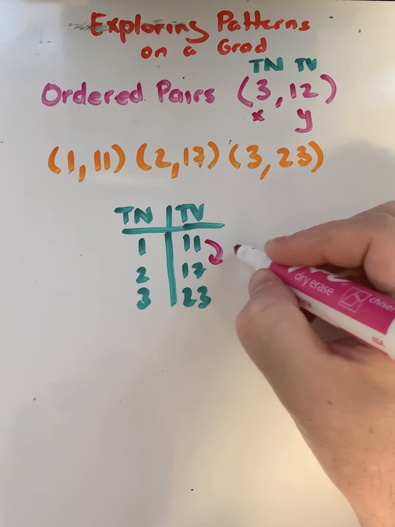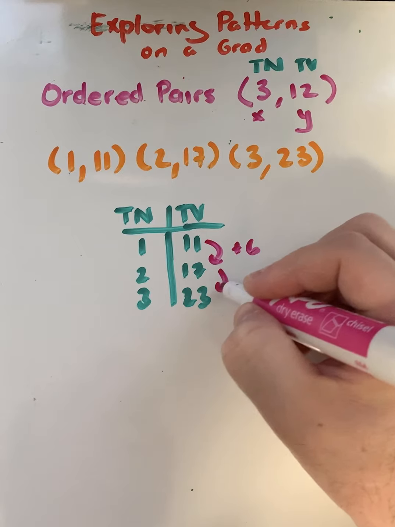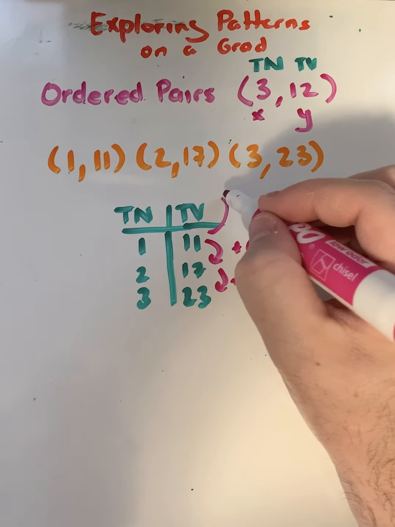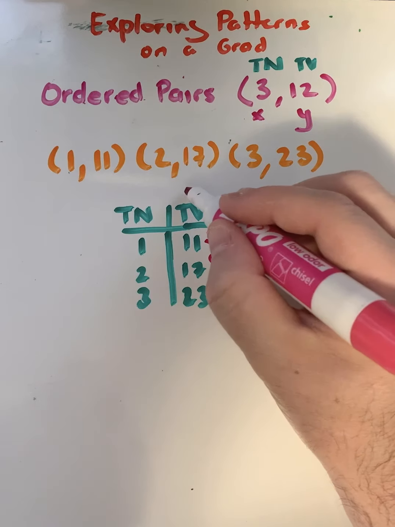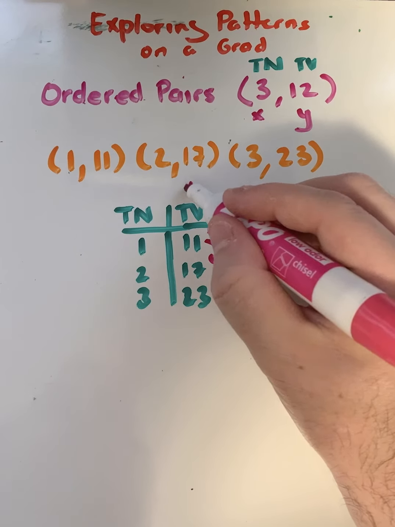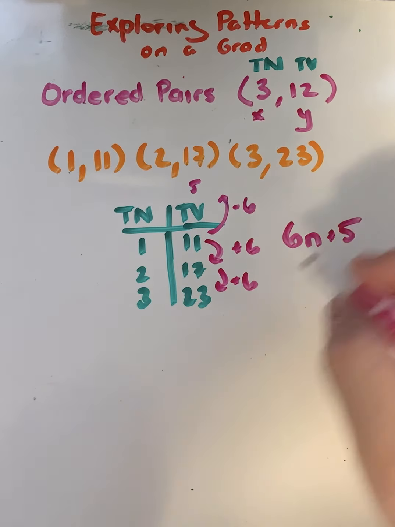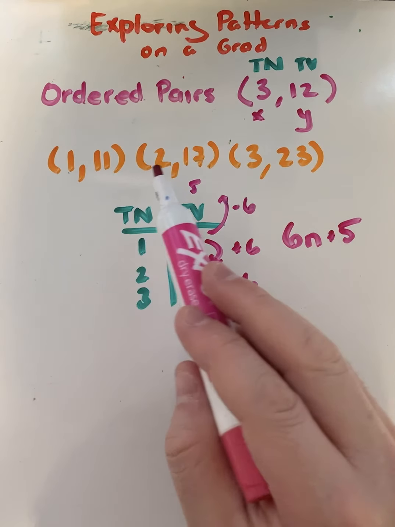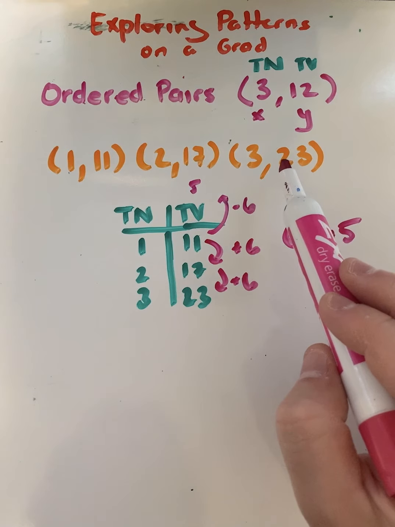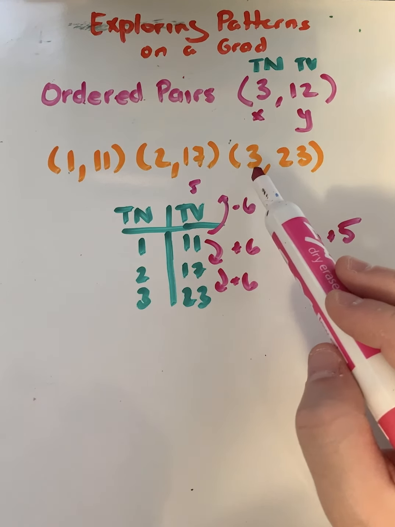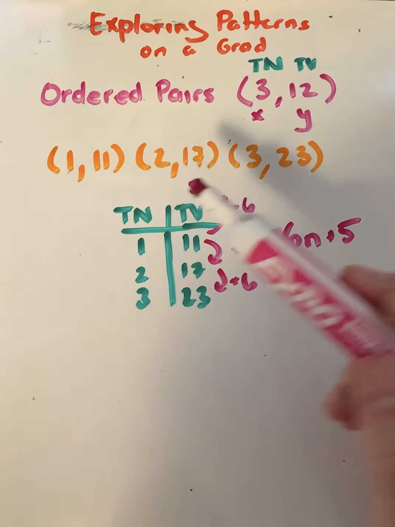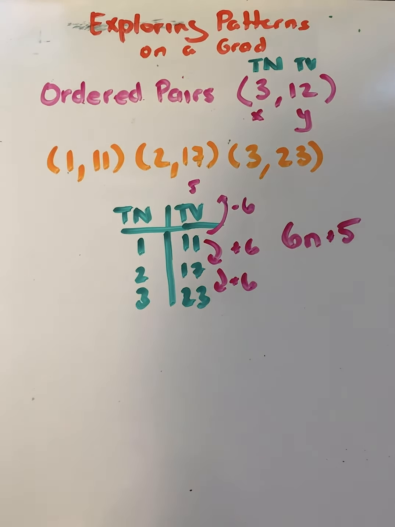So if I was asked to write the pattern rule, I would see that each of these numbers is going up by 6. So it would be 6n. And because it's a larger number, I'm going to work backwards, and I'm going to find that this is 5. So it's going to be 6n plus 5. Okay? So ordered pairs are what we're going to be dealing with during this lesson. And we're going to talk about how to plot in a little bit. Okay, so let's do our first question together.